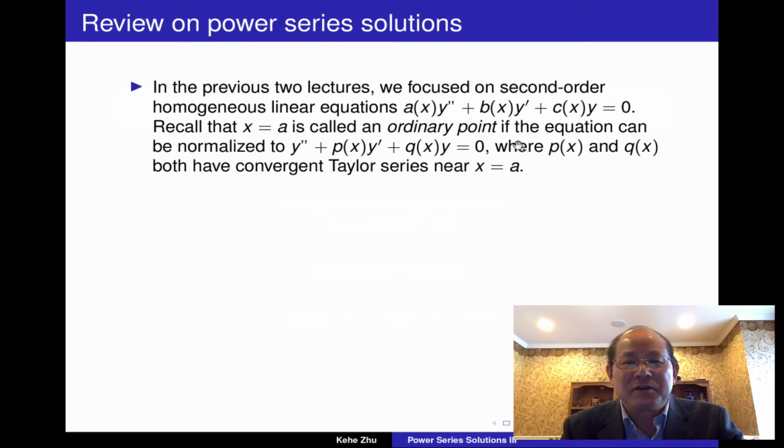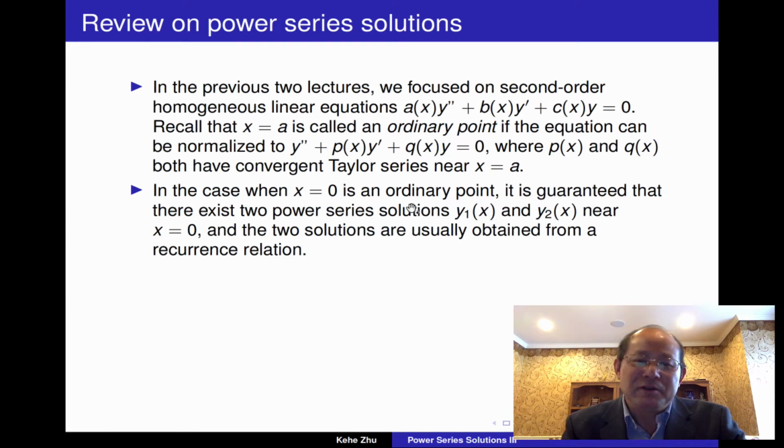We had the notion of an ordinary point. You say that x equal to a is an ordinary point if you can normalize this equation. Normalizing the equation means that you divide the two sides by a(x), so that the equation becomes y double prime plus p(x) y prime plus q(x) y equal to 0. You say a is an ordinary point if after you normalize the equation, the coefficient functions p(x), q(x) both have convergent Taylor series near the point x equal to a.